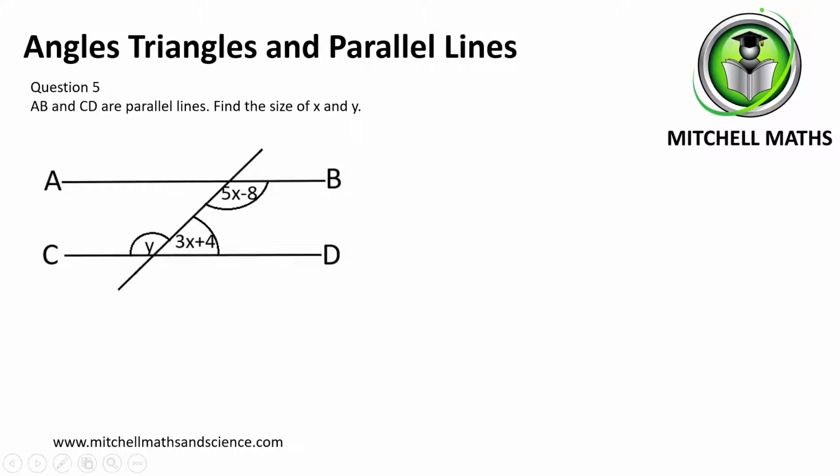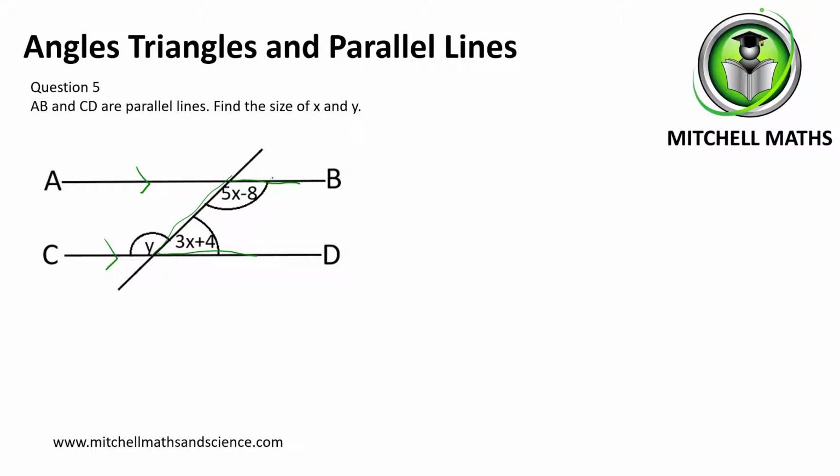Now we're going to have a look at some which are a bit more tricky. In this one, we've got AB and CD are parallel lines. So we know that AB and CD are parallel. And we've got these two angles which both contain x. And what we can see from this is these two lines are parallel and they're connected by a straight line.